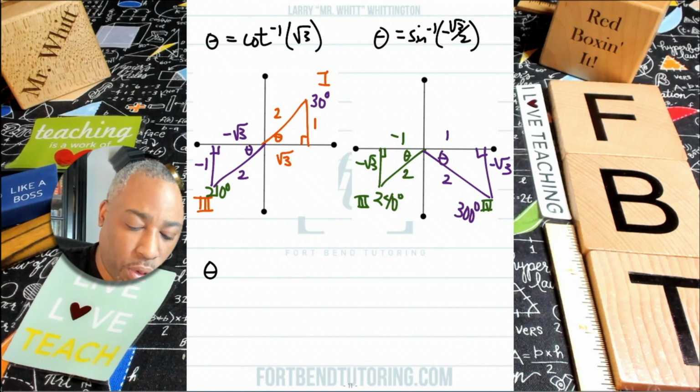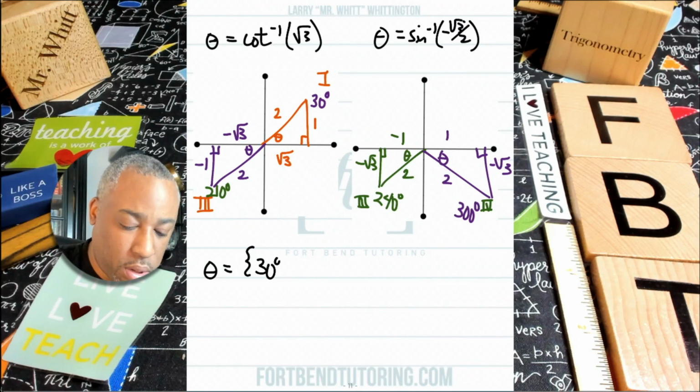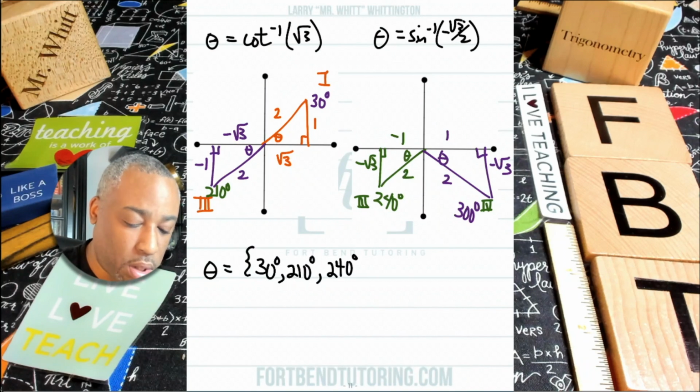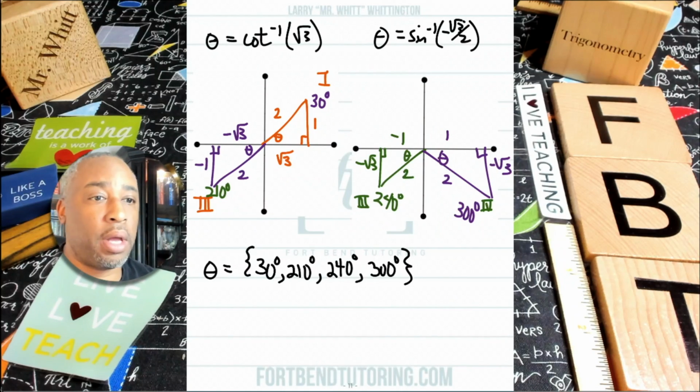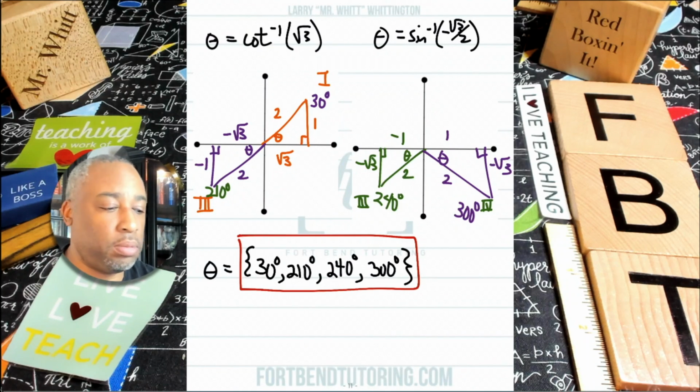So now I'm looking at all 4 answers that I have for my solution. So for the solution set for theta, we're looking at angles 30 degrees, 210 degrees, 240 degrees, and 300 degrees. And this is our answer. There you go. Red box it. Just like that, people. Done and done. On to our next problem.